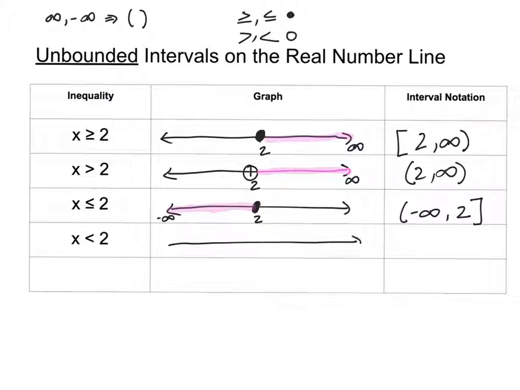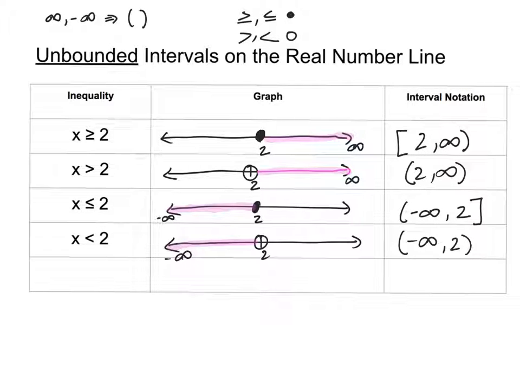Okay, one more graph here. So I need an open circle on this 2 because this has no line, and x is still less than 2, so it's going to be in this region here to the left. So I'm going from negative infinity to 2, parentheses, parentheses. Okay, so that's all the graphs.